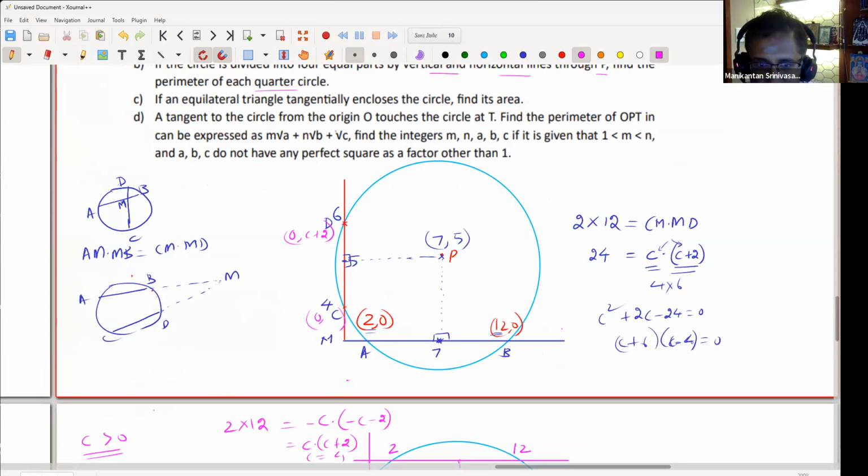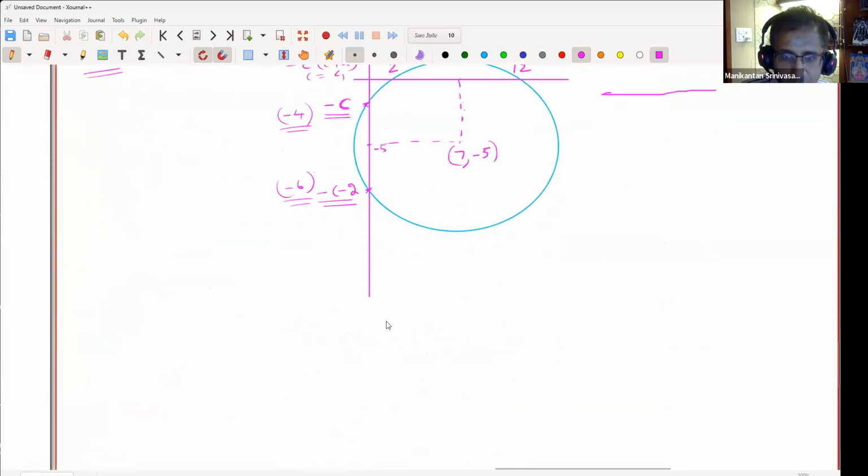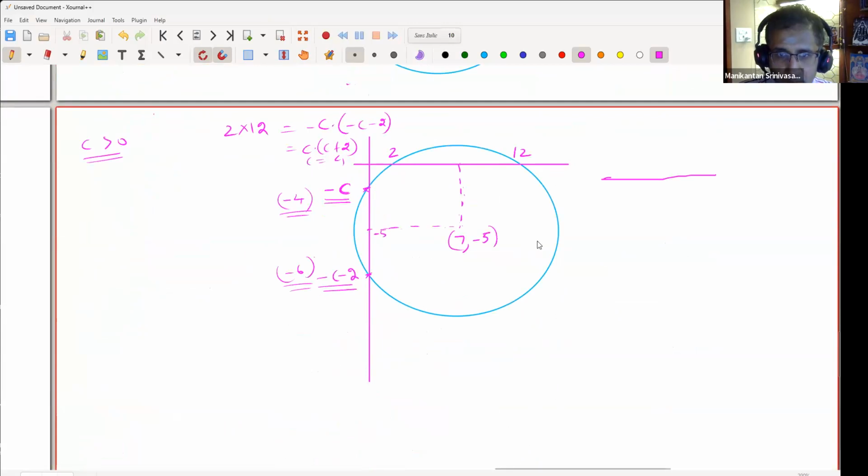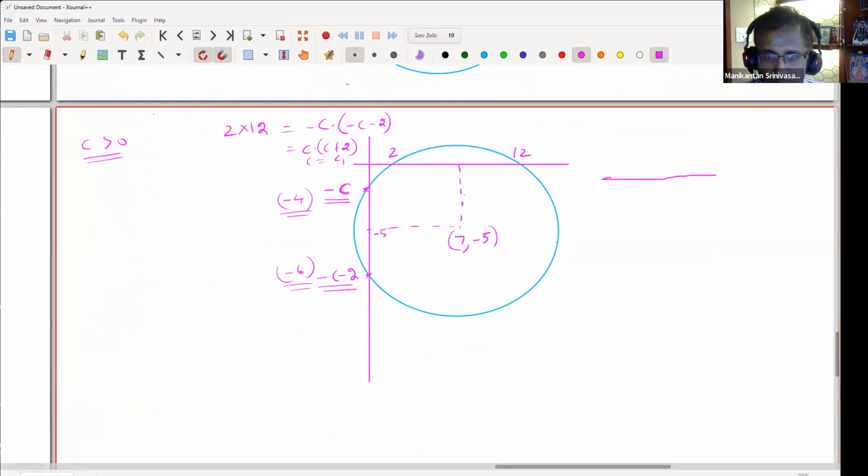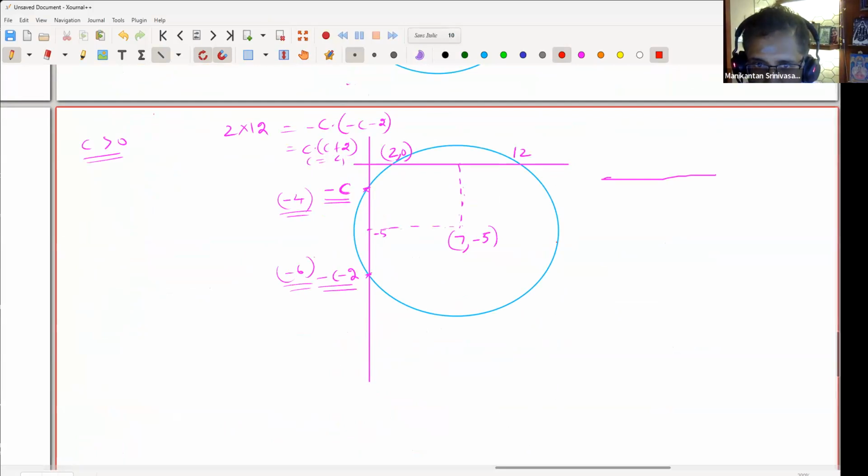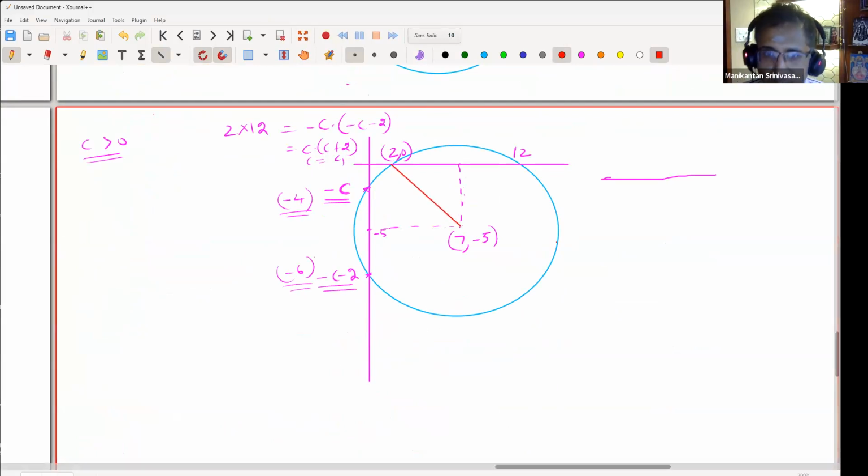So to find the radius of the circle, let's go back to this question. It's in here itself, right? So this was 7, -5. This is 2, 0. So let's find the distance between this point and this point. Actually, distance from the center to any of the points. I just happen to choose this one. How do we find distance between any 2 points? We know the distance formula, right?